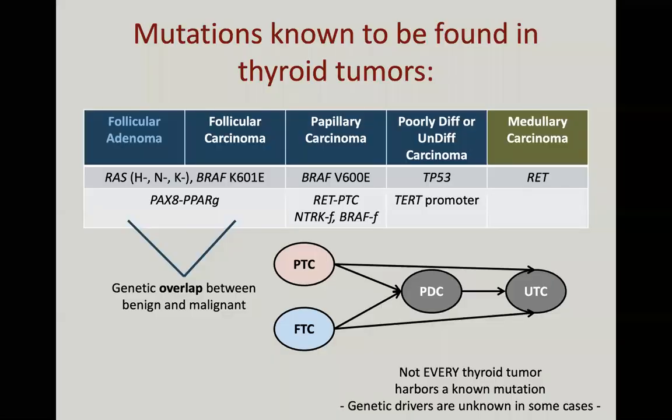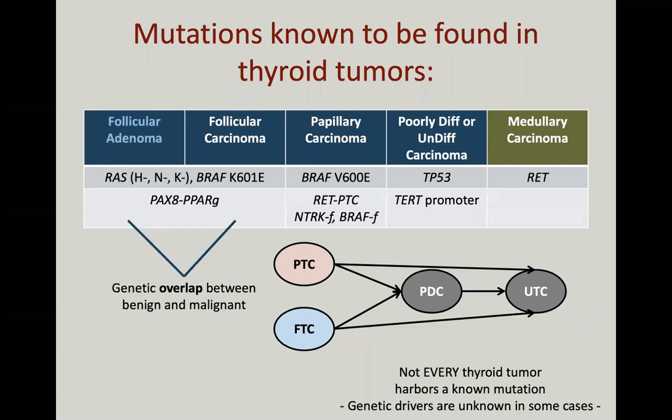Okay, so to evaluate, we've got all these diagnoses, right? We've got adenomas, carcinomas, papillaries, medullaries, poorly diffs. What are the mutations that are known to be found in them, and how are we going to be able to interpret the combination of an FNA diagnosis and a mutational profile?